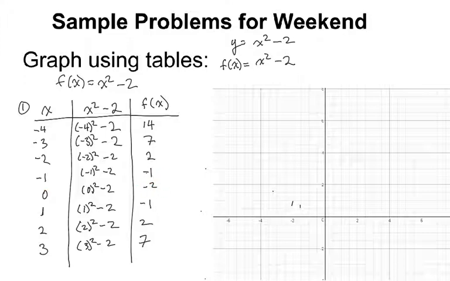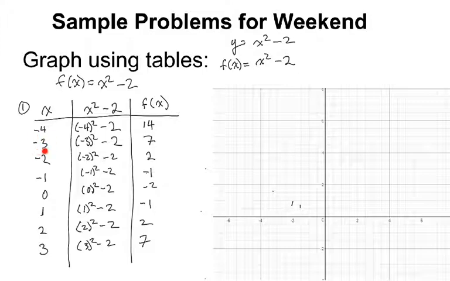Now what I'd like you to do is plot the points. Pause the video and do so yourself. Now let's go through a few of the points together. Well, -4, 14 is way too high off of this graph, so it won't even show up on our graph. So let's take a look at -3.